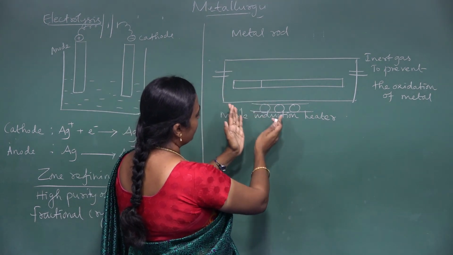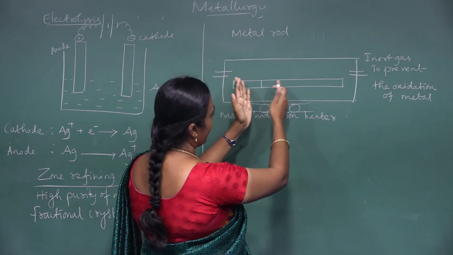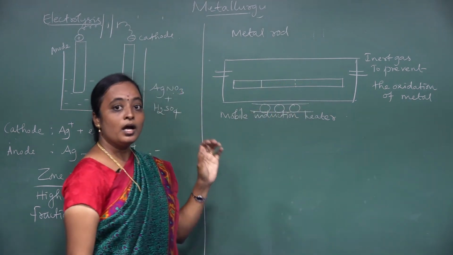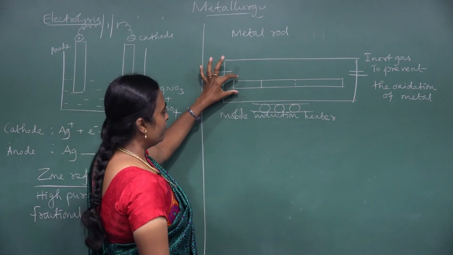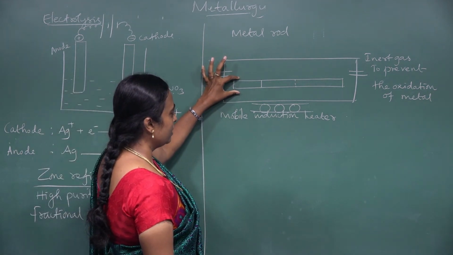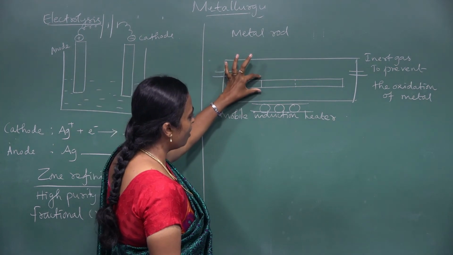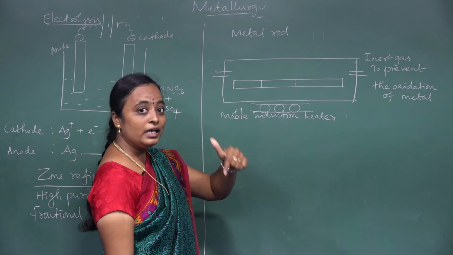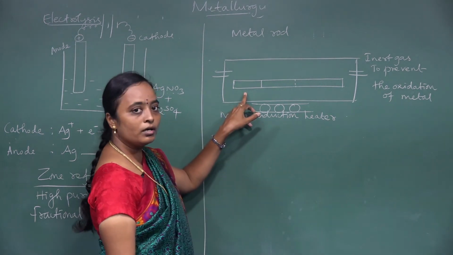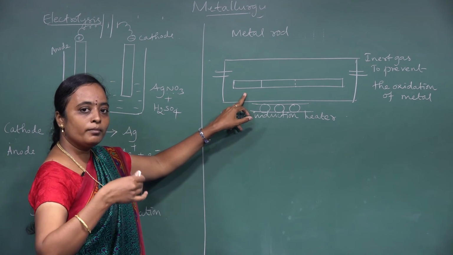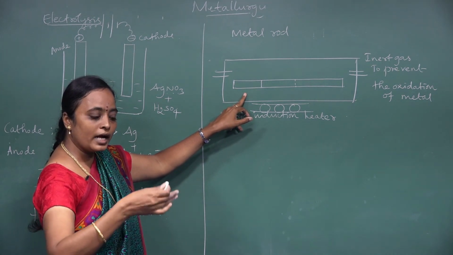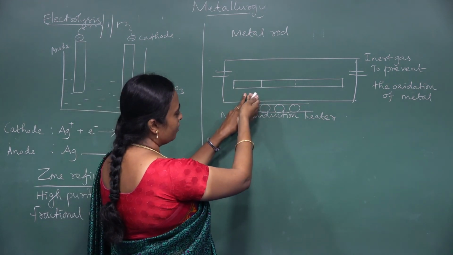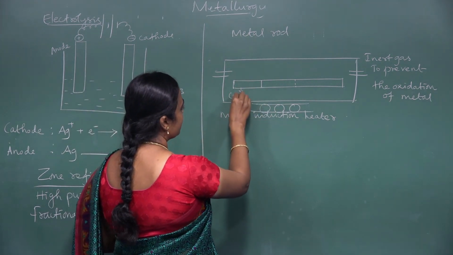When we move the mobile induction heater to another zone, what happens? The impurities in the molten state are moved along with the induction heater to the other region, leaving behind the pure metal. Once the pure metal has melted and the heater moves to another zone, the pure metal has to be crystallized.